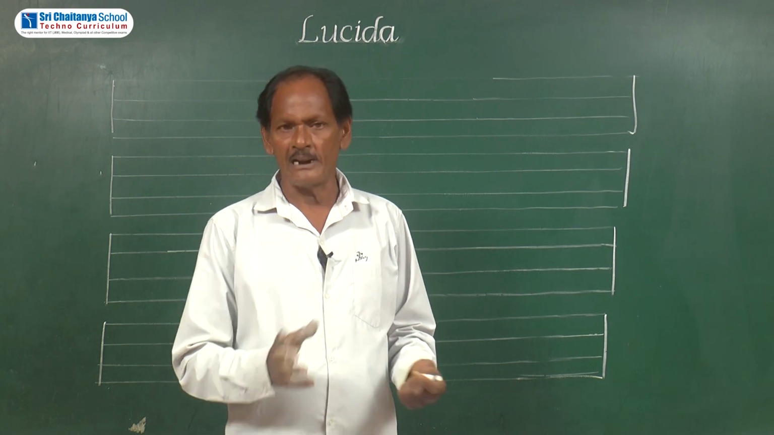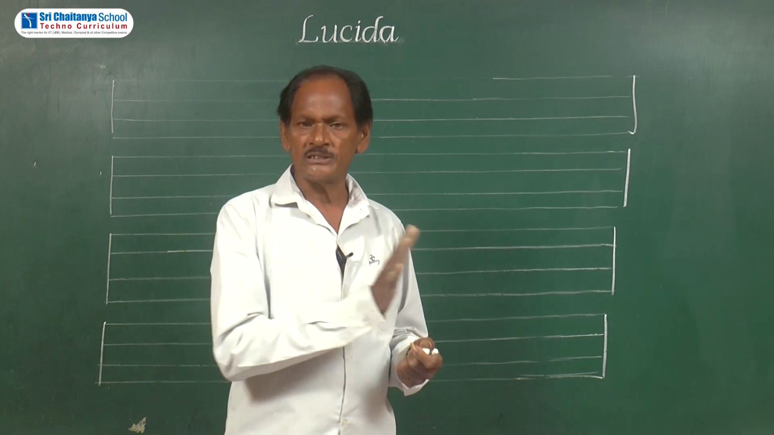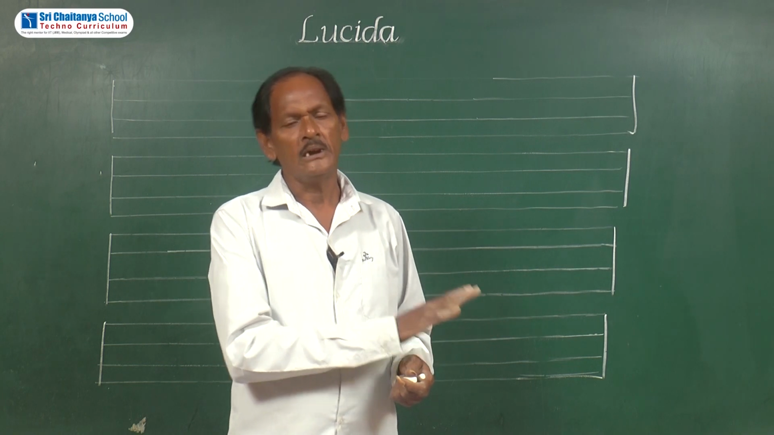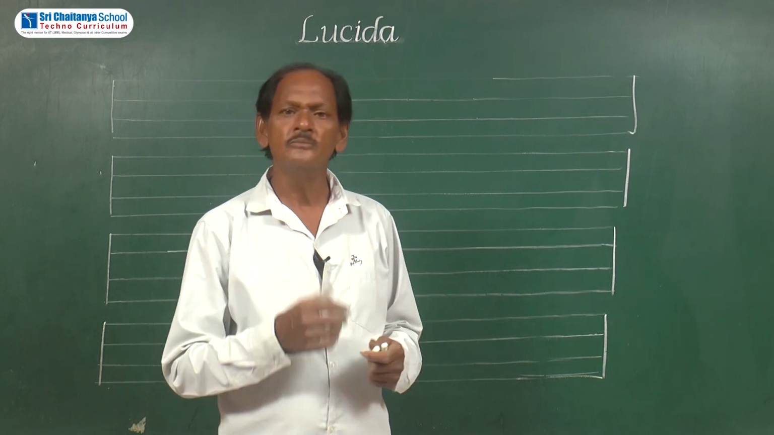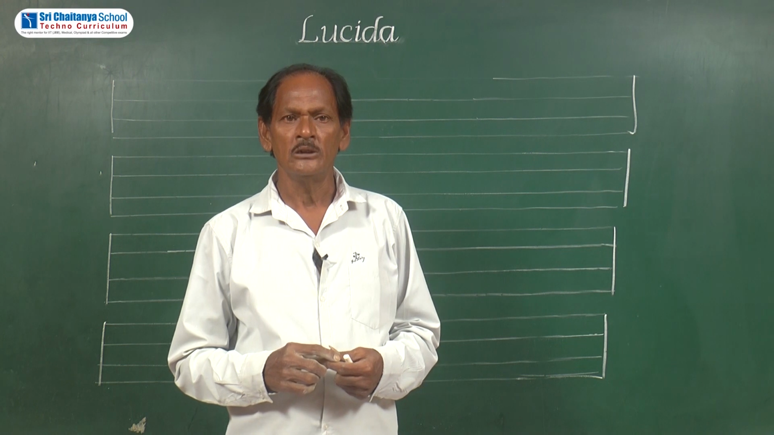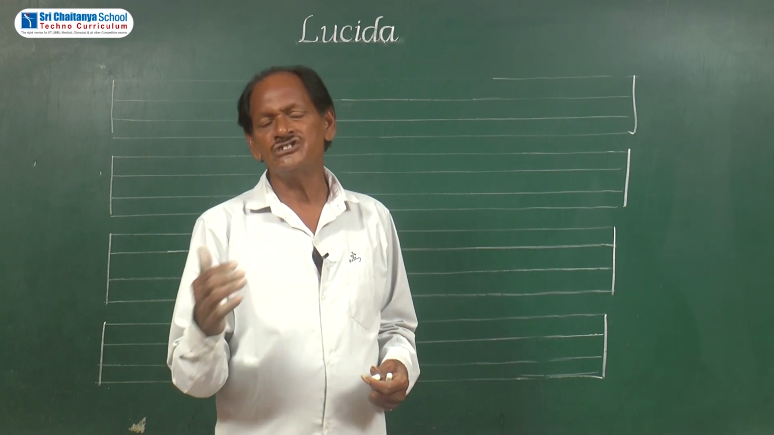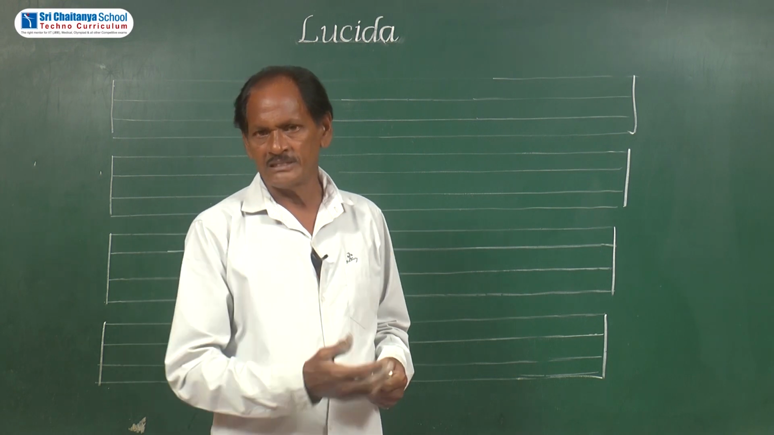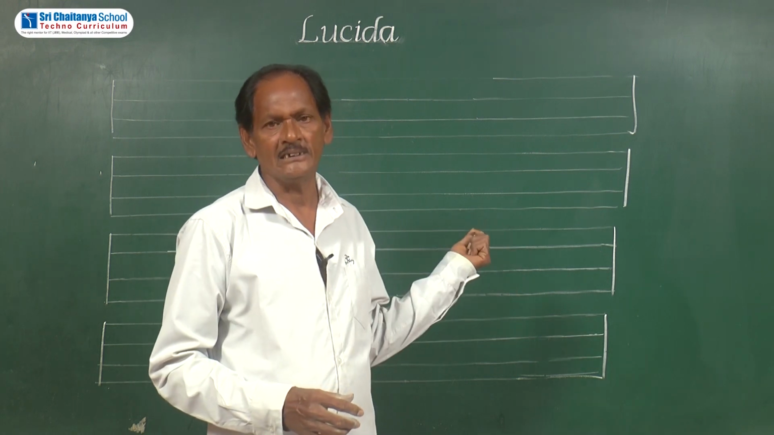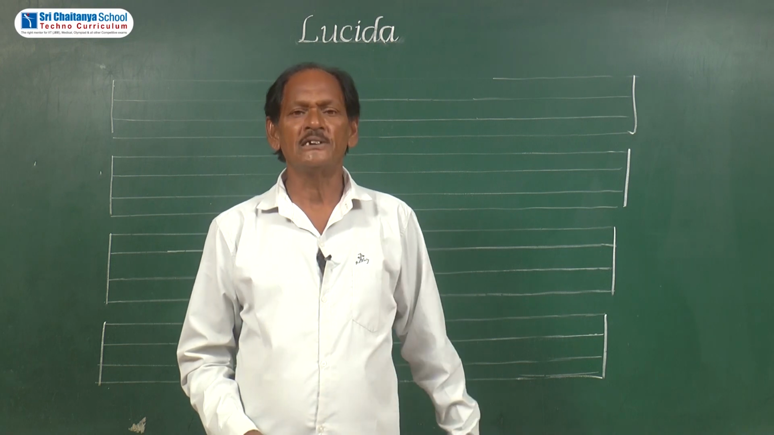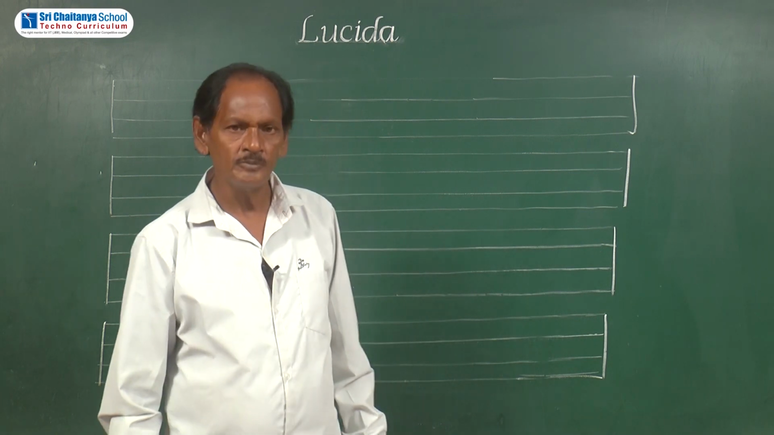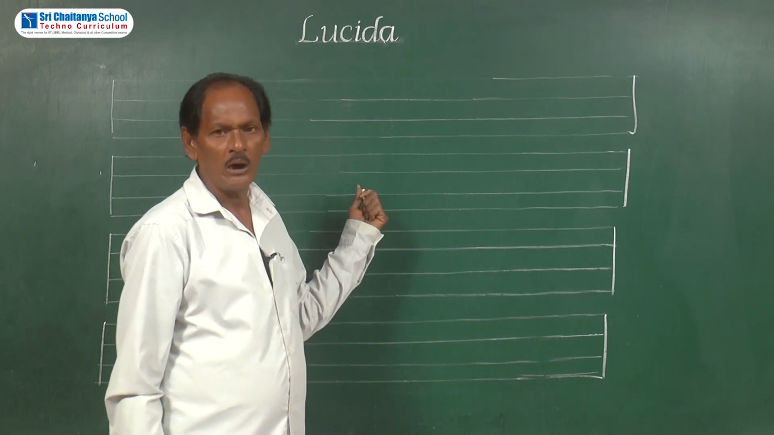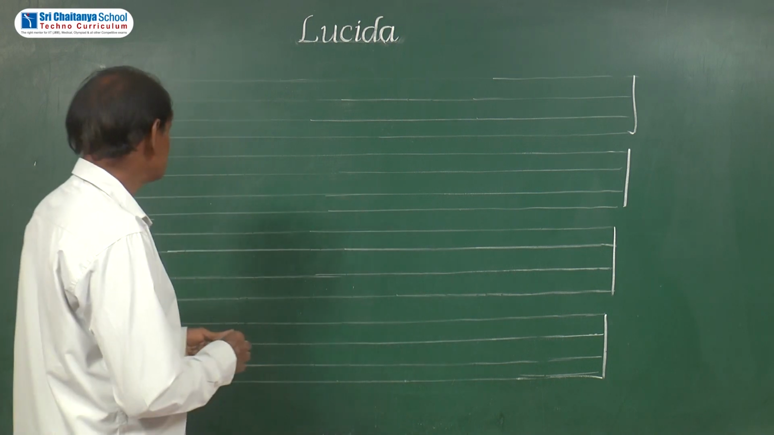Now I will write both the capital letters and small letters on the board, explaining each and every letter. Already we have discussed with the explanation. I will just write the small letters and capital letters on the board. Just observe how I am writing, please.